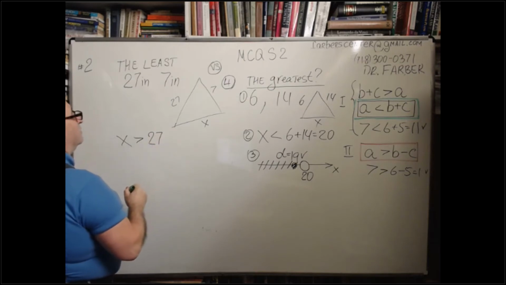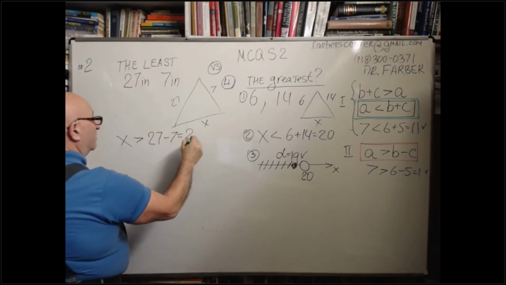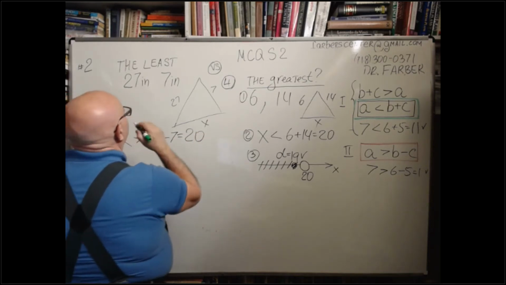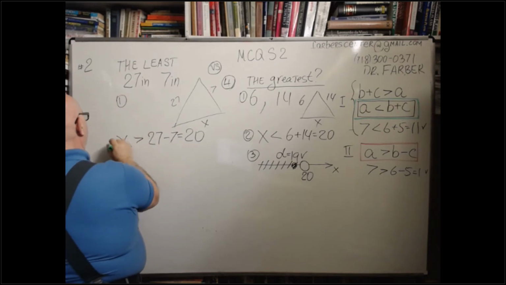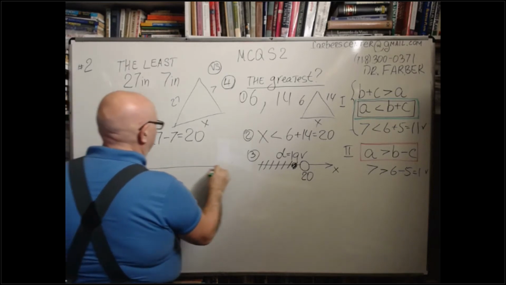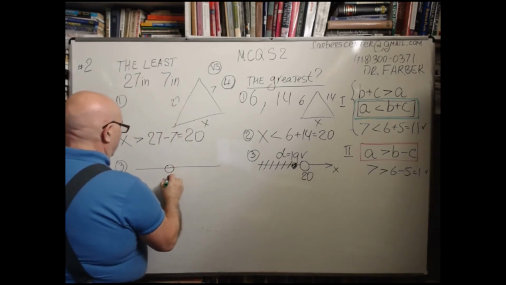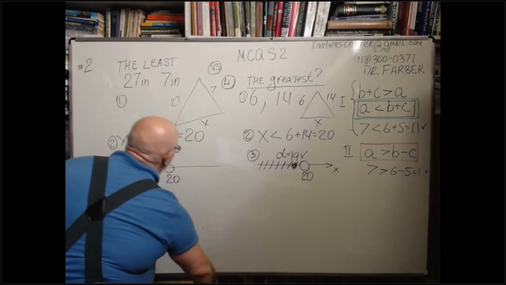27 minus 7, which is 20. Pick a number line. This is step number 1: what is given. Step number 2, inequality. Step number 3, number line. And put here 20. Make a hole. It's not included.